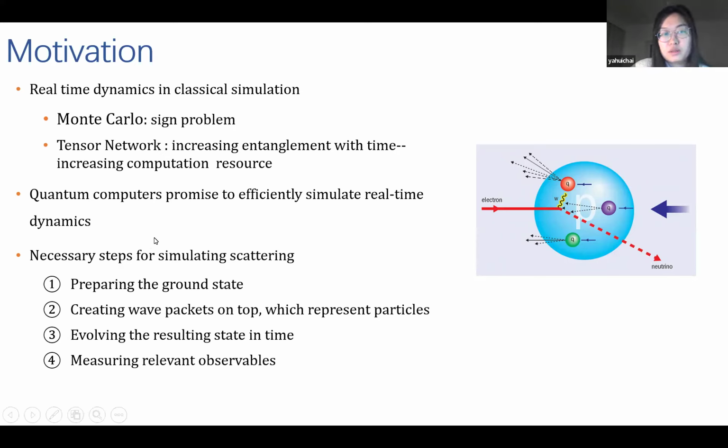But quantum computing is promising for efficiently simulating the real-time dynamics. So if we want to simulate the scattering process on a quantum computer, there are a few steps, and actually it's the same as your recent paper for the hadron dynamics. Firstly, we need to prepare the vacuum, which is the ground state of the Hamiltonian. Secondly, we need to create the wave packets of particles on the vacuum. Then we do the time evolution on the initial state to let the particles move. Finally, we measure the observables in the final state.